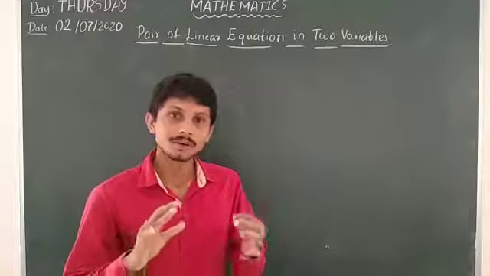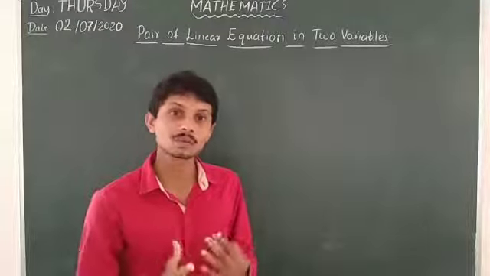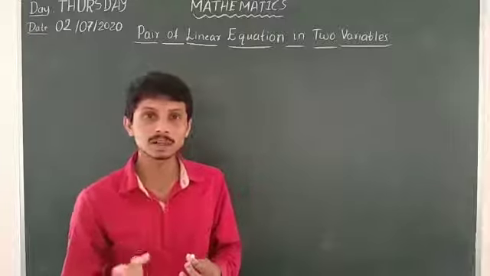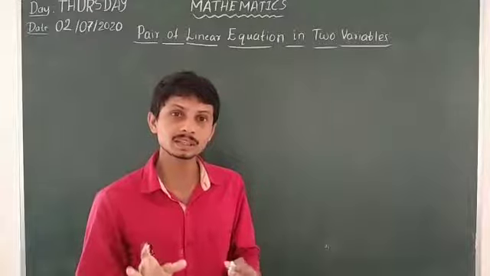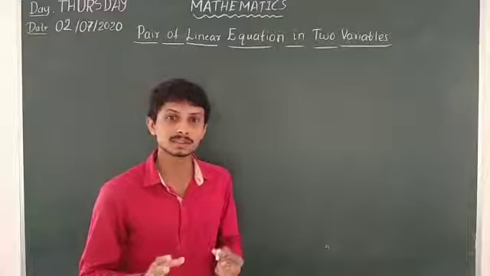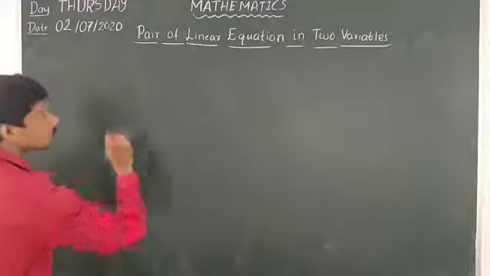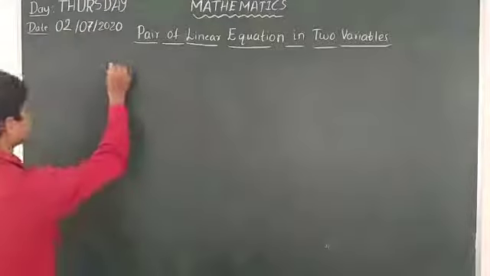Linear equation in one variable has its standard form. Also, linear equation in two variables has its standard form. That means it can be expressed in the form of ax plus by plus c. So firstly we have to discuss linear equations in two variables.